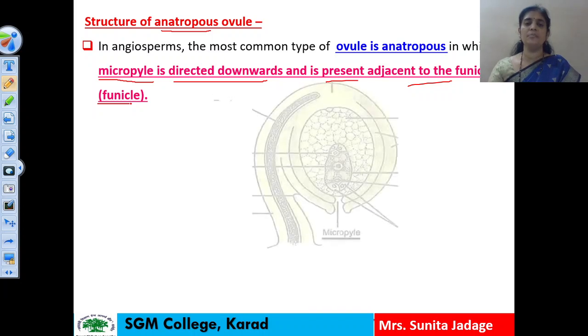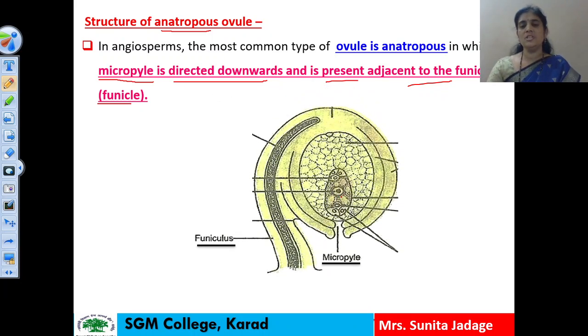Let us see in the diagram how the structure of the ovule is. This is the structure of the ovule having the opening. This opening is known as the micropyle, which is present in the downward direction, adjacent to the funiculus. The stalk of the ovule is known as the funiculus. So the ovule which shows the opening in the downward direction, with the micropyle region adjacent to the funiculus, is called an anatropous type of ovule.